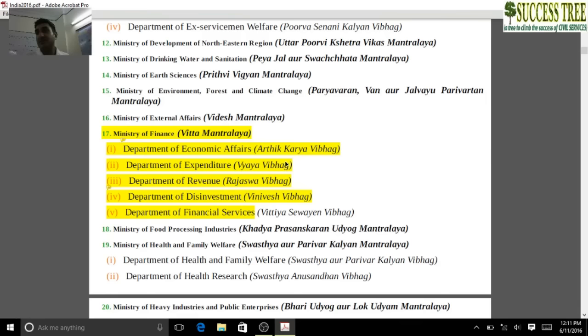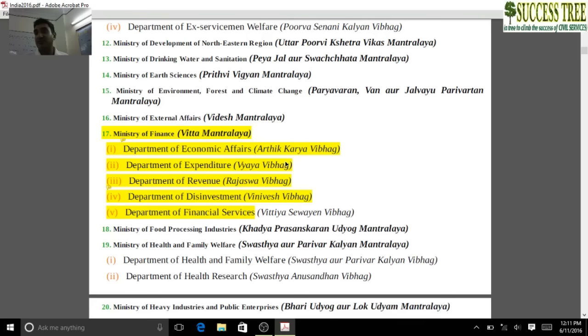Now, Department of Economic Affairs, Expenditure, okay, fine. Which department prepares the budget? The question can come up. Department of Economic Affairs, right? This department is responsible for major economic policy making decisions. So the budget or any other major economic policy is decided by the Department of Economic Affairs.